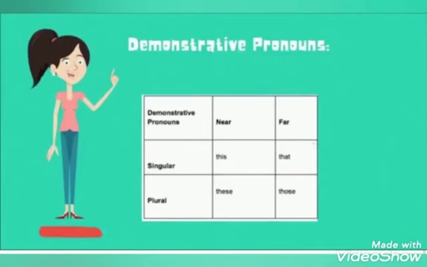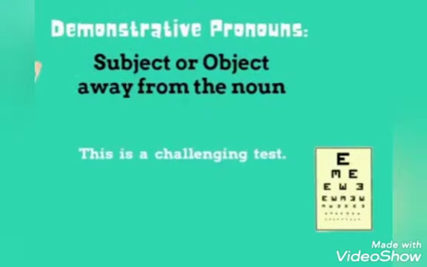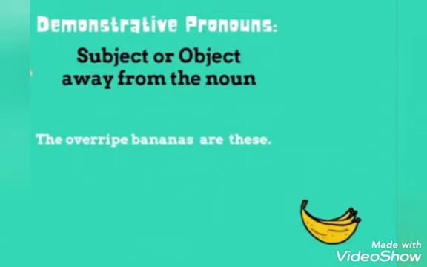Let's have a look at the demonstrative pronoun chart. You would use this and these for near in distance or time. A demonstrative pronoun will be either subject or object, and it will be away from the noun. For example, this is a challenging text. This is followed by a verb separating it from the noun that is being pointed out, which is text. The overripe bananas are these.